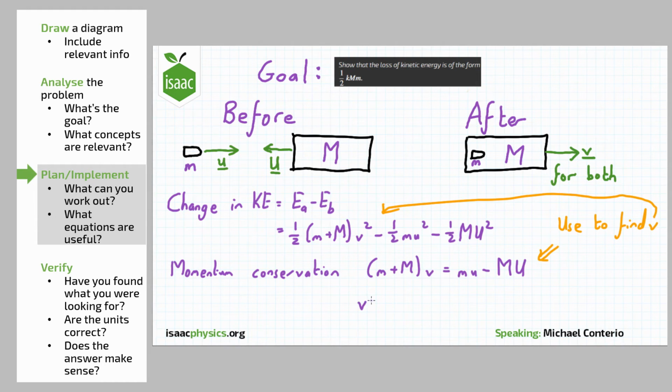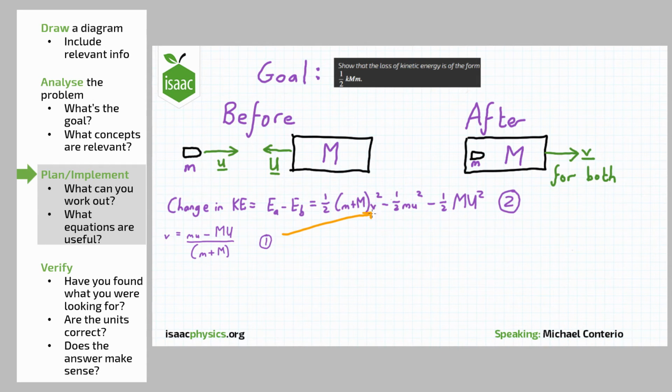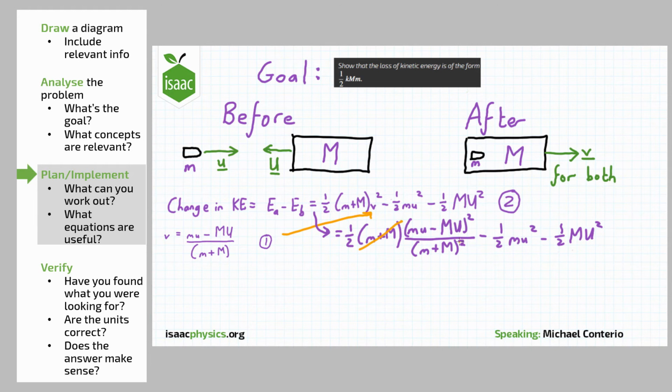We can then implement this, which gives us v equals (little m little u minus capital M capital U) all over (little m plus capital M). Then I can substitute this into the equation for the change in kinetic energy, so that I've got this purely in terms of the masses and initial speeds, all of which I know. What we have now is technically the answer, in the sense that we could put numbers in for all of the variables here and actually get a change in kinetic energy out.